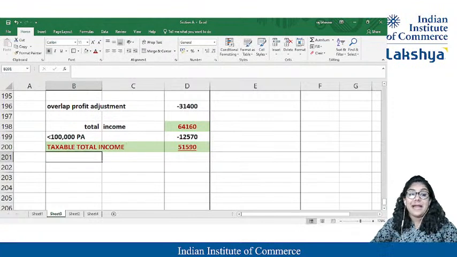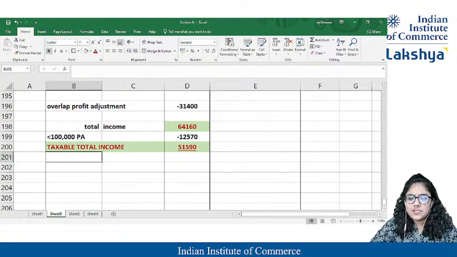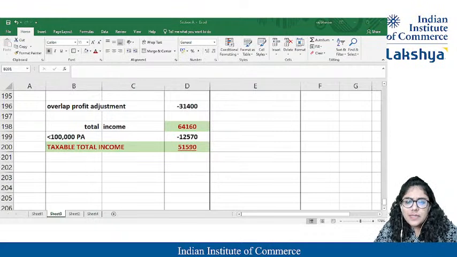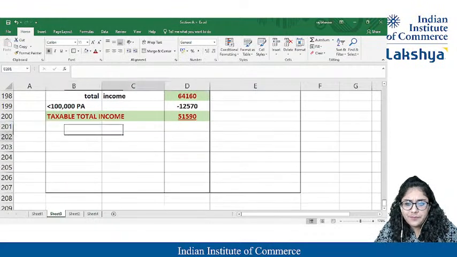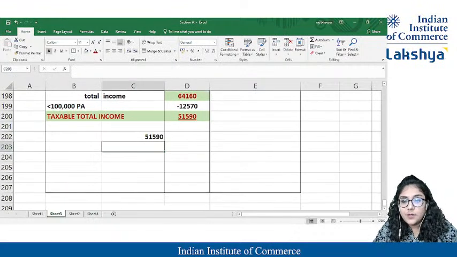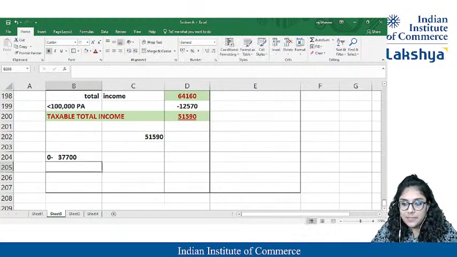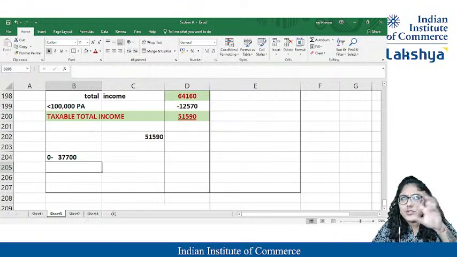Students, which band does she come into? Is it just 20% tax? No, ma'am, she is coming at a higher band, isn't it? So yeah, let's pay taxes for her. So 51,590. Again, two things, ma'am. So 0 to 37,700, and beyond 37,700 to 1,50,000.